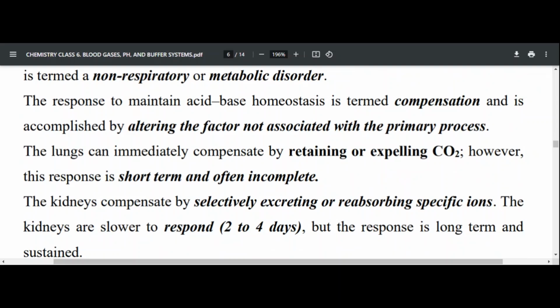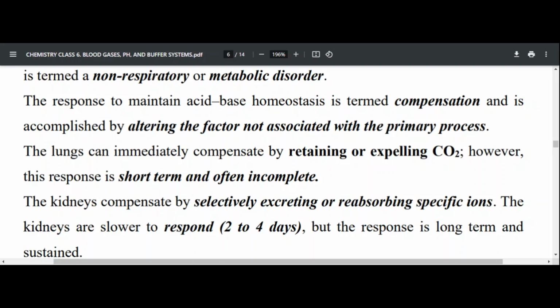So the lungs can immediately compensate for a problem caused by the kidneys by removing CO2 or retaining some CO2. For example, if someone is having alkalosis, the body can try to retain some carbon dioxide. And when the body is experiencing acidosis, the patient will try to expel a lot of CO2. But even if the lungs can compensate, it is not a full compensation, and it is always called incomplete. So it is called partial compensation of the lungs.